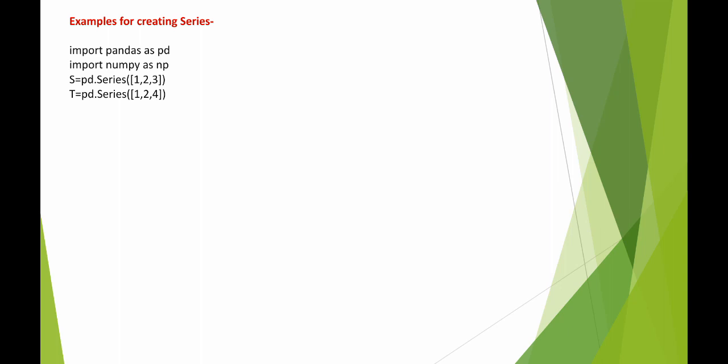So pd.Series(1,2,3), t is equal to pd.Series(1,2,4). Now this is a very simple syntax for creating a series. You only have to write these two lines of code, and you can create two series from here. One is s and one is t.